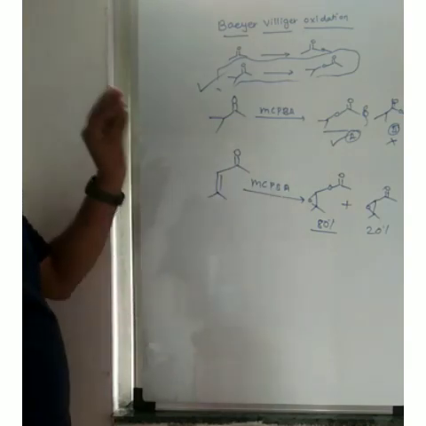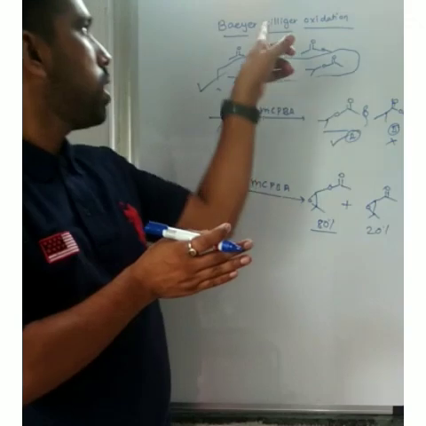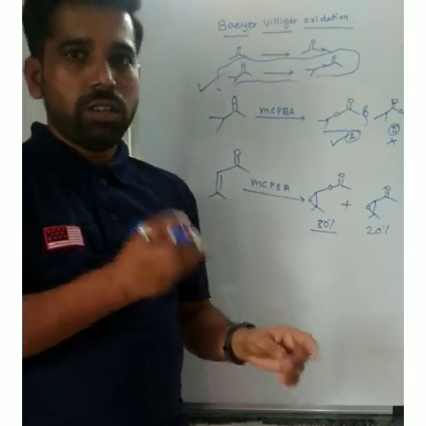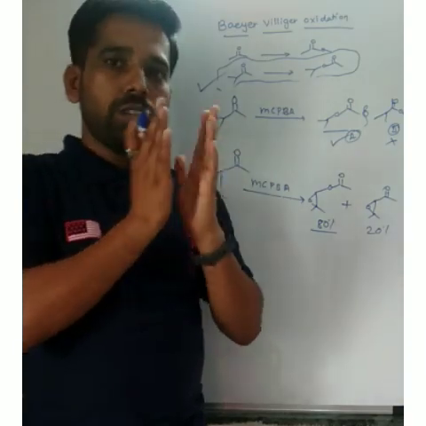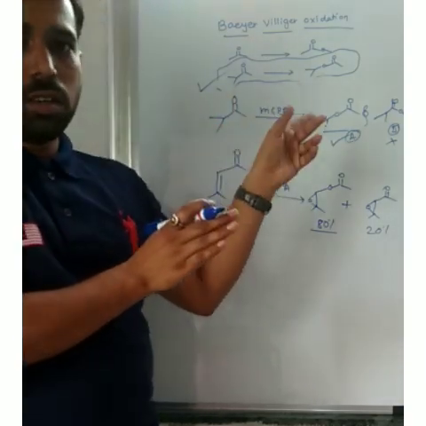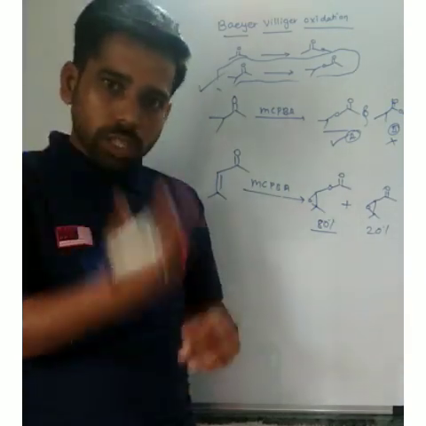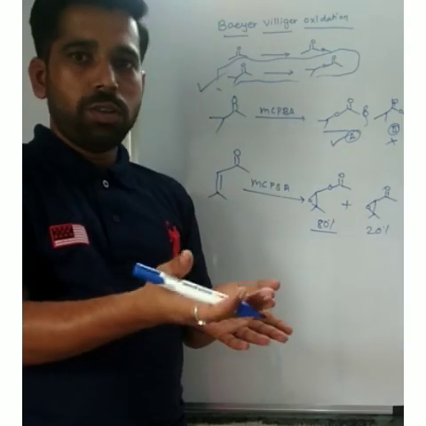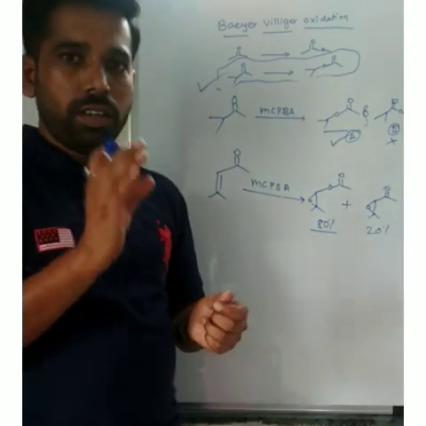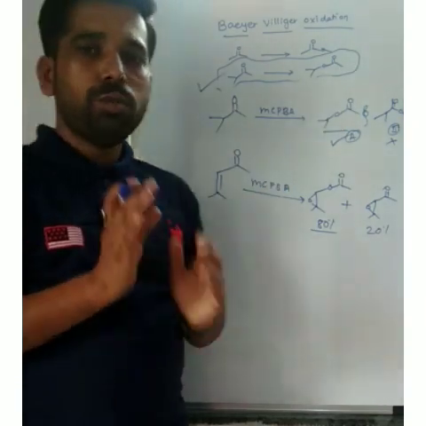So what points do we get in the case of the Baeyer Villiger oxidation reaction? Let's see step by step. First, for a symmetrical ketone we get esters. For an asymmetrical ketone use the migratory aptitude. For a cyclic ketone we get the lactone. Stereochemistry is retained in the Baeyer Villiger oxidation reaction. Okay, thank you for watching the video.